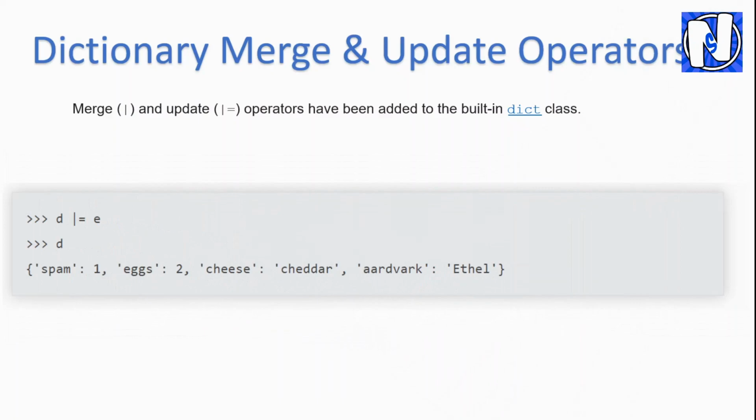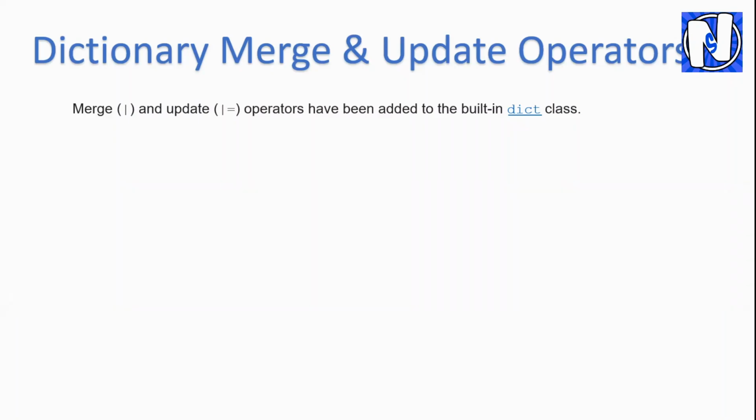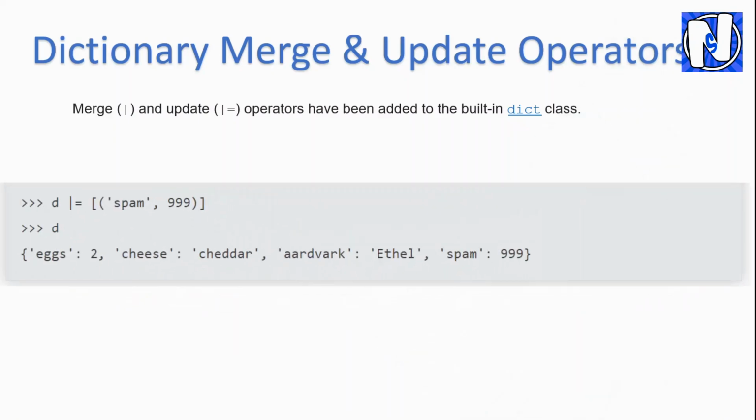Now it's an update command. D update equal to E. Now all the data in the E dictionary will pass to the D dictionary, as you can see in the last line. And if you want to add a separate key and value to a dictionary, you can do so with the help of this example. This will add a new key and value to the last index of a dictionary.